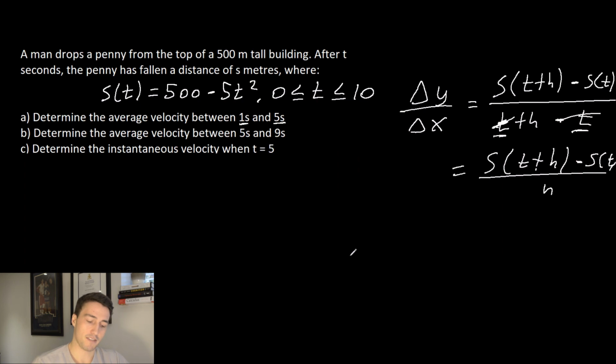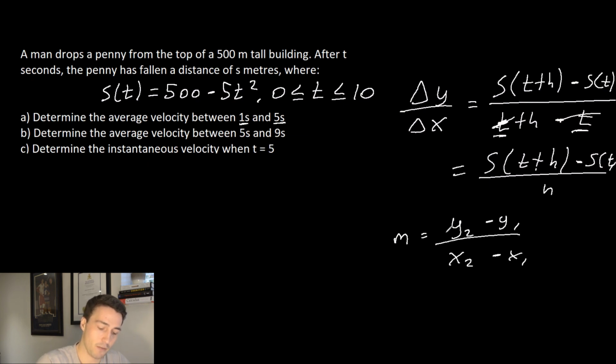And you could probably see some similarities. If we talk about the slope of a line, what we're really doing is y2 minus y1 divided by x2 minus x1. And that's exactly what we did up here. It's the exact same thing. We just expressed it in terms of f of x as opposed to y.